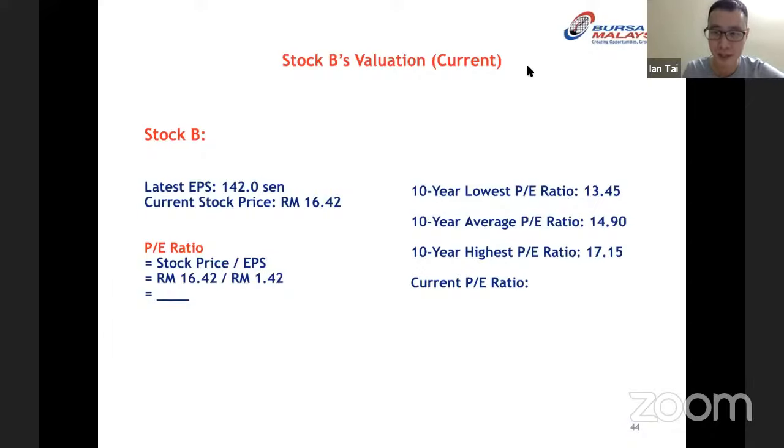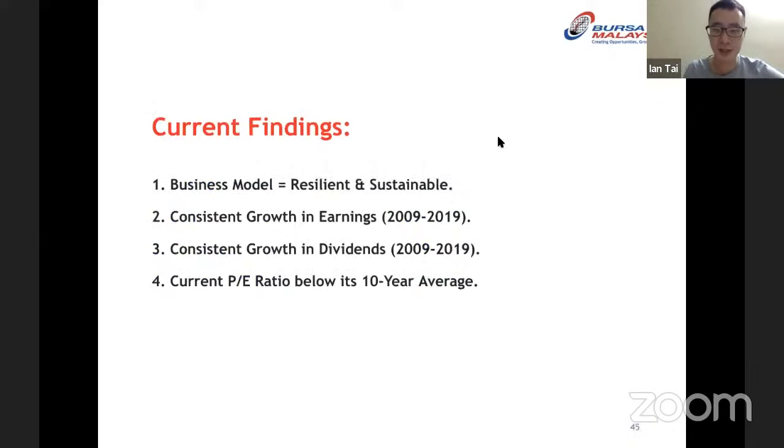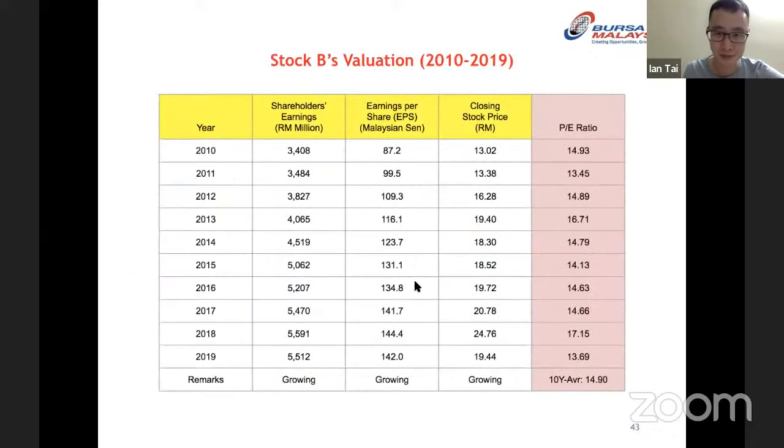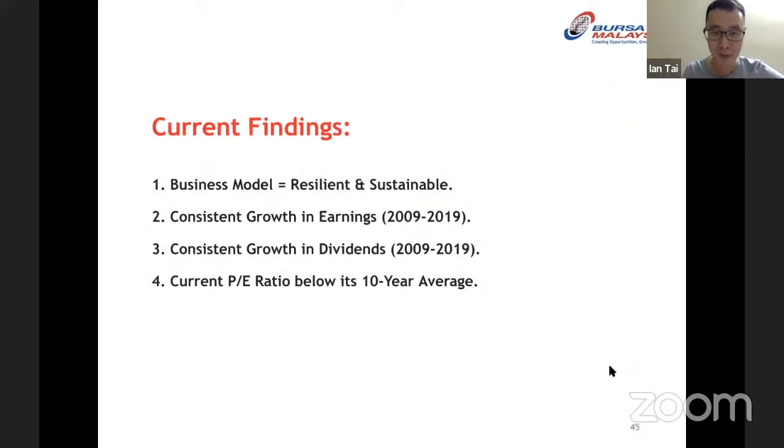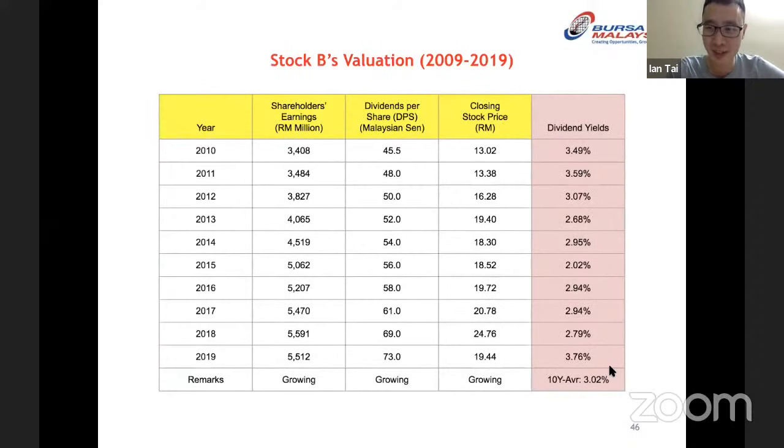Henry Tan says check dividend yield first. Of course, I have to check dividend yield. So PE ratio is one way. Dividend yield is another way. You can also repeat the same process with dividend yield. This time you put in dividends per share and calculate the 10-year dividend yield, then calculate the average, and from there you can do the comparison and find the valuation.